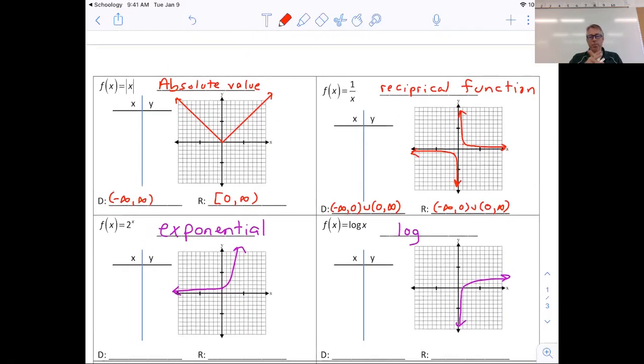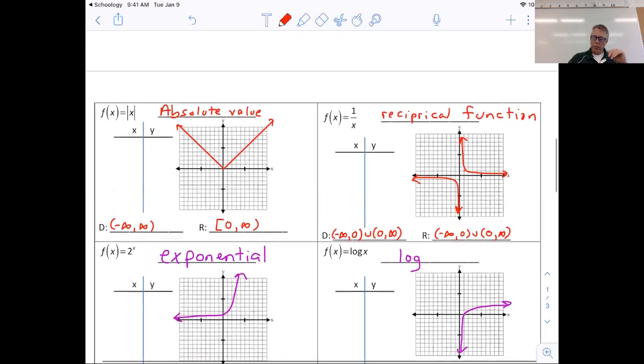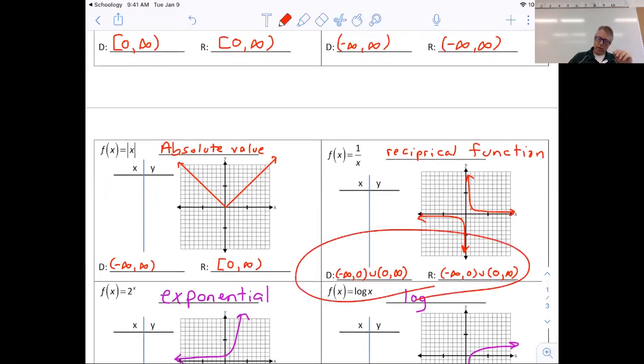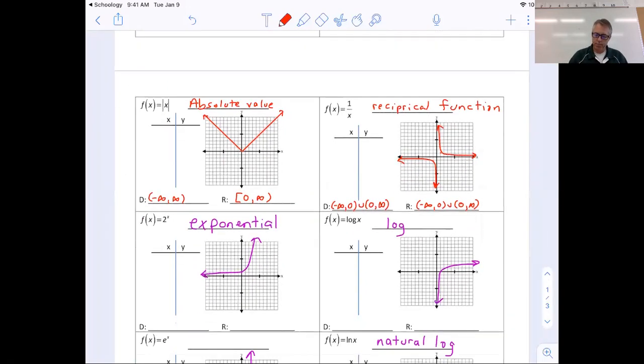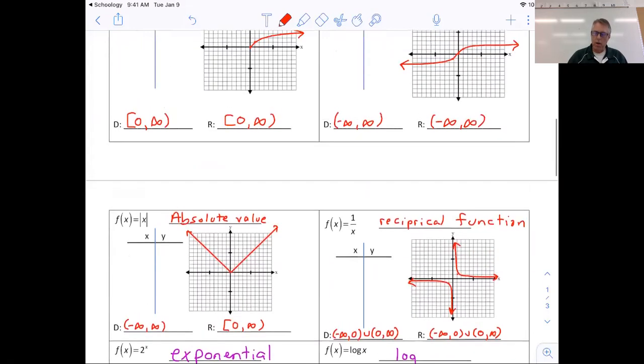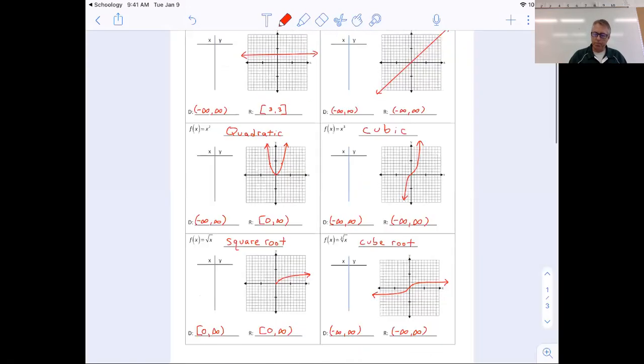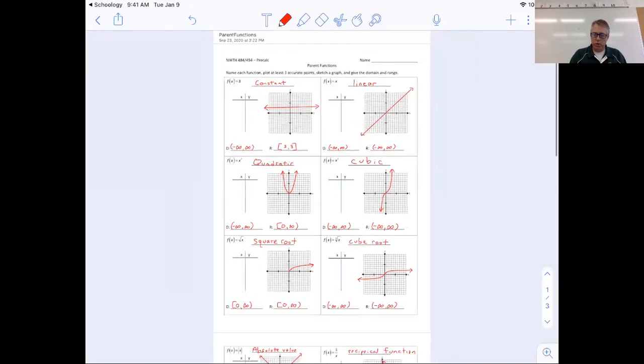Absolute value is a V-shape, goes on forever in both directions. So our domain is all real numbers, but the range is only from 0 to infinity because you can't get negative outputs. And the reciprocal function, where our domain and range were everything except for 0. So we had to write it in two different parts for our domain and range. All right, I'm much more concerned about those than the others, even though I showed those others to you. So any questions on any of those before we move on?